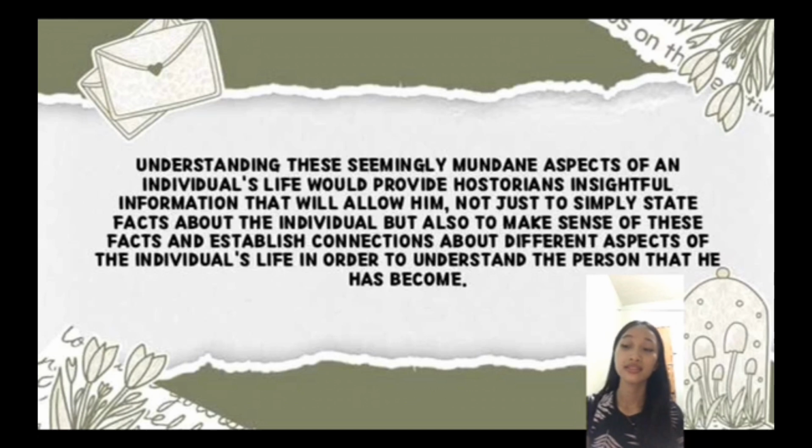So it emphasizes the importance of understanding a seemingly mundane aspect of an individual's life. It argues that these details can also provide historians with valuable insights that go beyond mere facts. By analyzing these details, historians can gain a deeper understanding of the individual's motivations, experiences, and worldview.